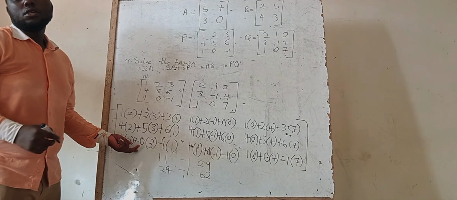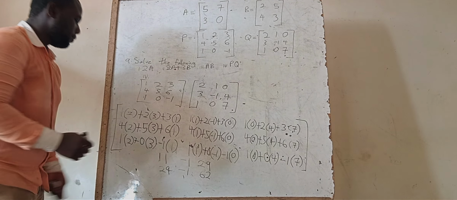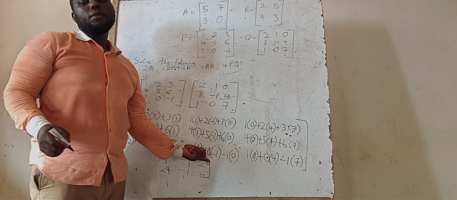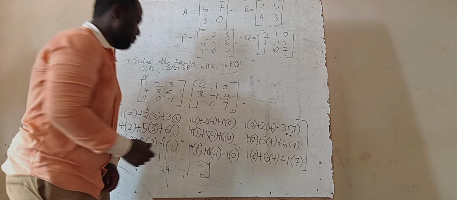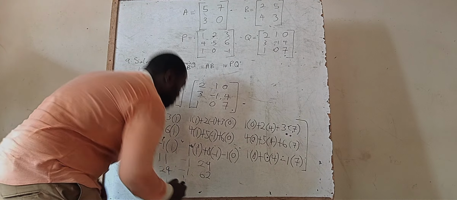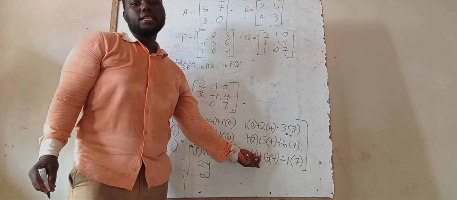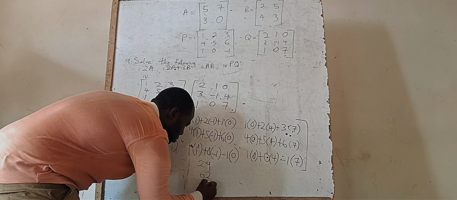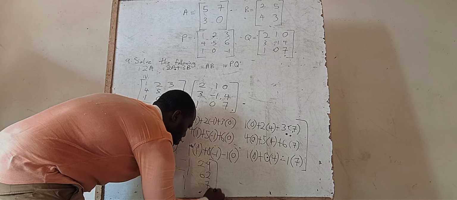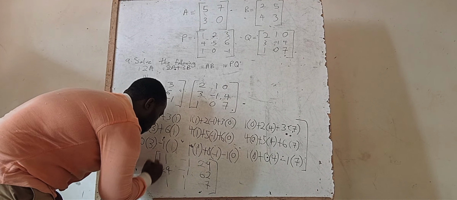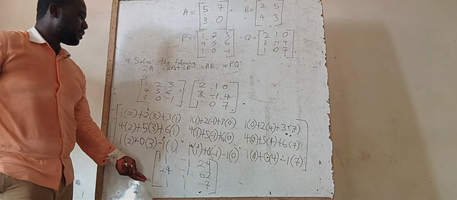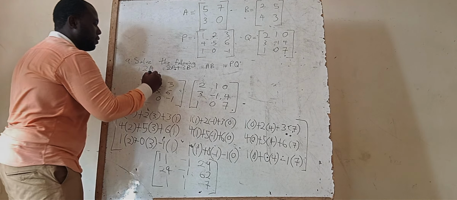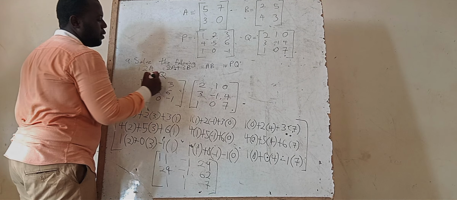Let's move on to this. When you simplify this, you get 1. When you simplify this, you get 1. And when you simplify this, you get negative 7. So this is the result for IV, which is finding P multiplying Q.